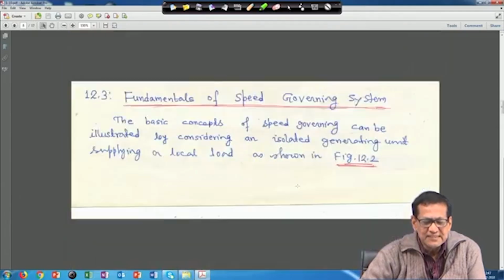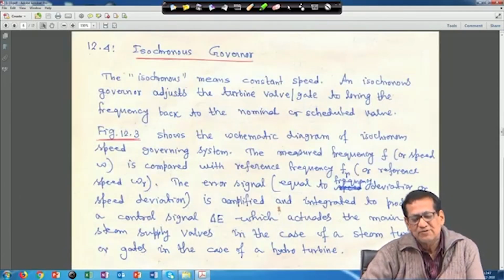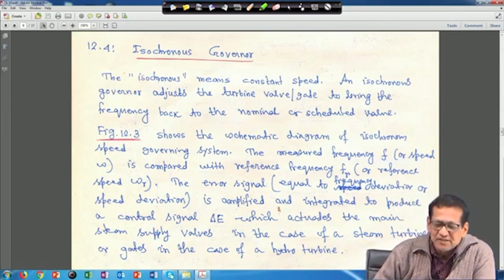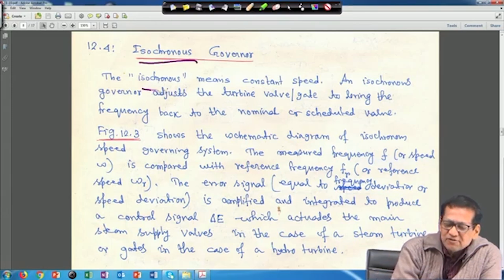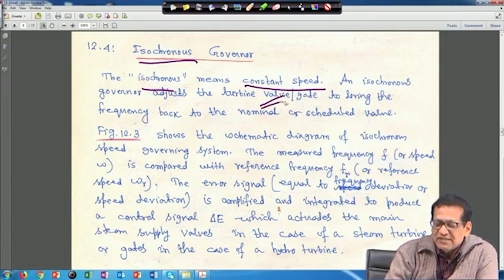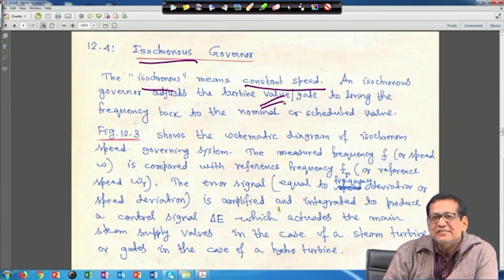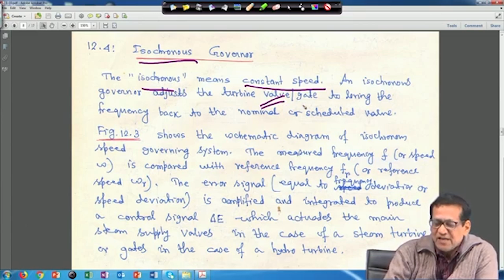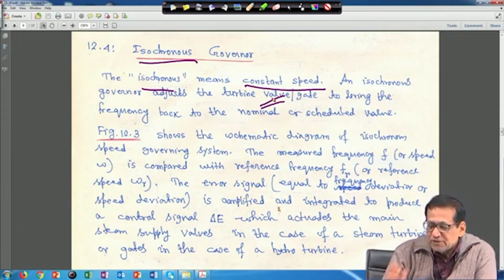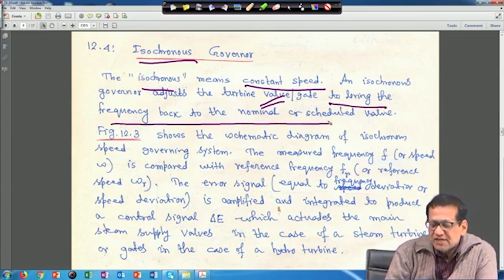Next, after this we will come to another term called the isochronous governor. Isochronous means constant speed. An isochronous governor adjusts the turbine valve if it is a steam turbine, or the gate if it is a hydro turbine, the hydro gate. That is why, when I write valve, it means the steam valve, and when I write gate, it is the hydro gate for a hydro turbine. This is to bring the frequency back to the nominal or its scheduled value.